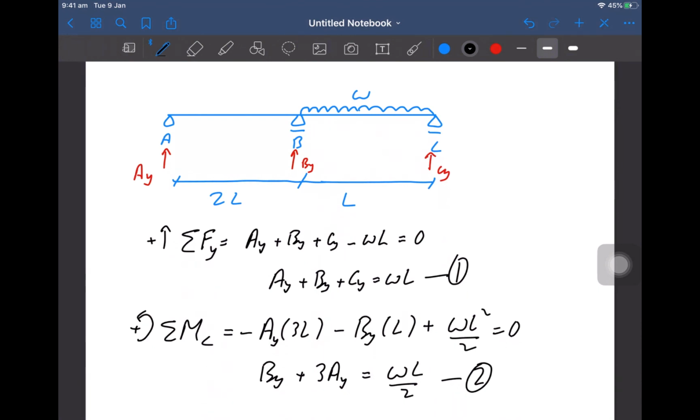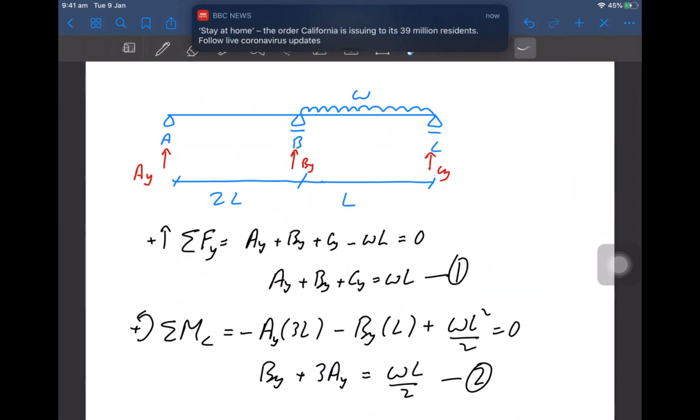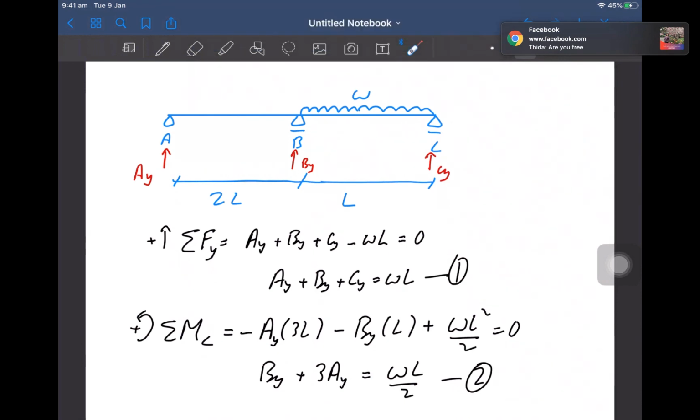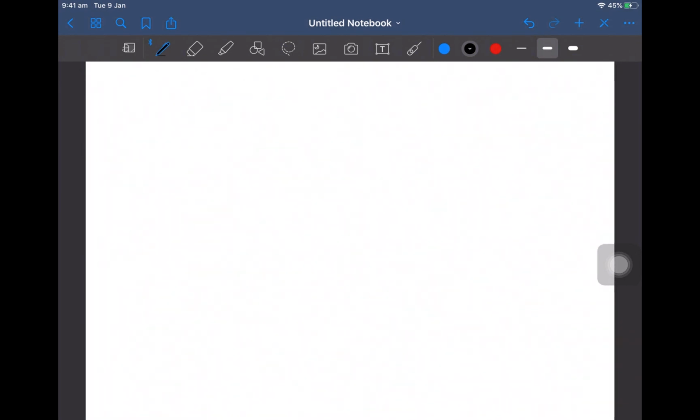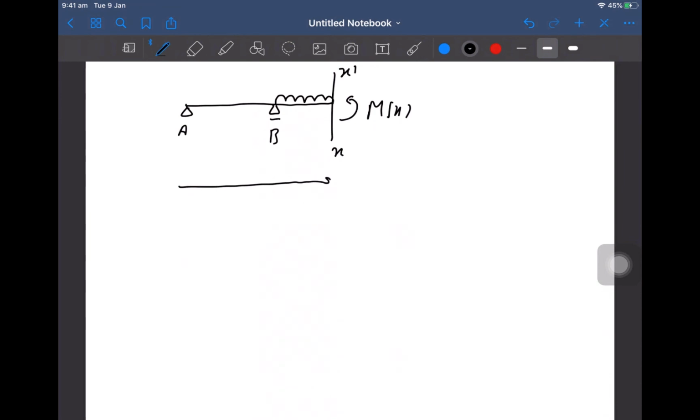Let's write an equation for the internal moment mx. So for this, taking a cross-sectional cut here would be representative of the entire beam. Okay. So that's x. That's 2L.